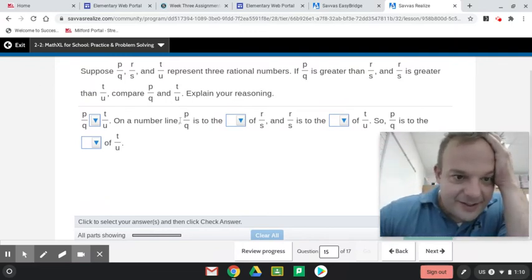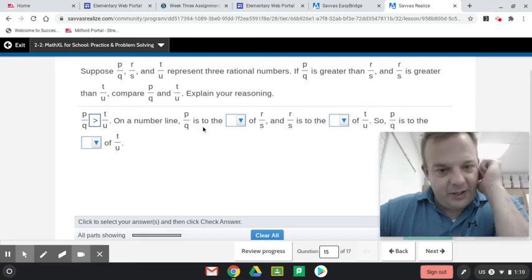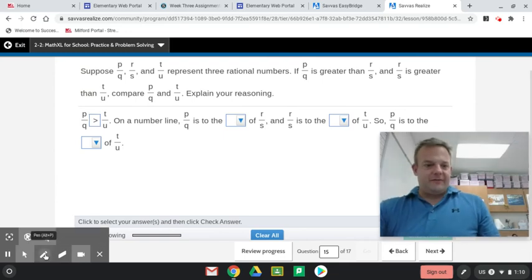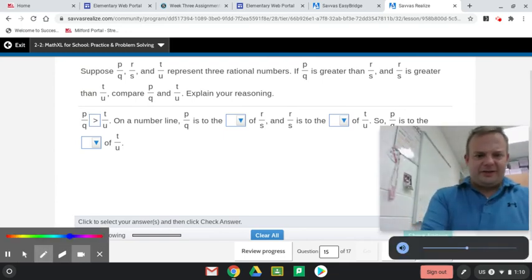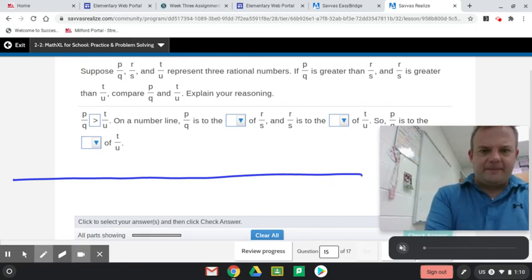So let's just break this down, guys. If P over Q is greater than R over S, and R over S is greater than T over U, that means P over Q is greater than T over U. On a number line, I'm actually going to draw this number line for you guys. I can sort of visualize it. You might not be there yet. So here's a number line.